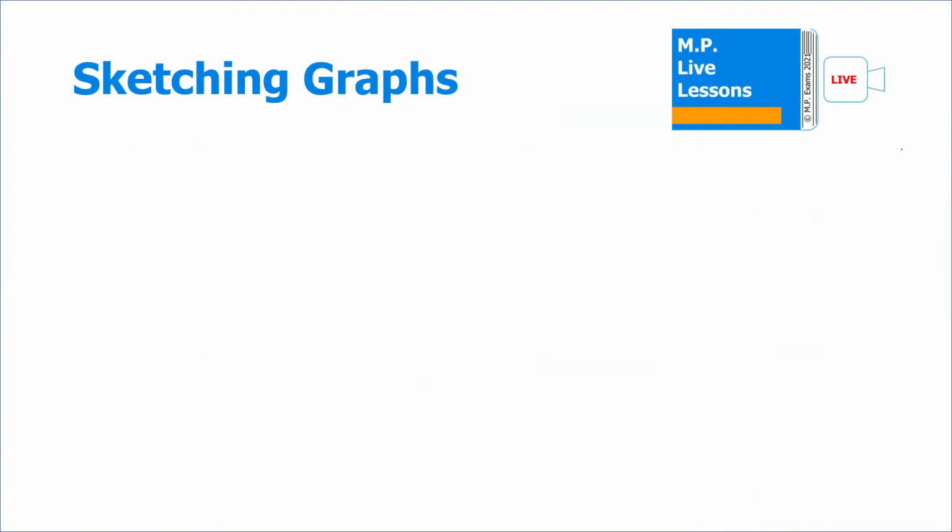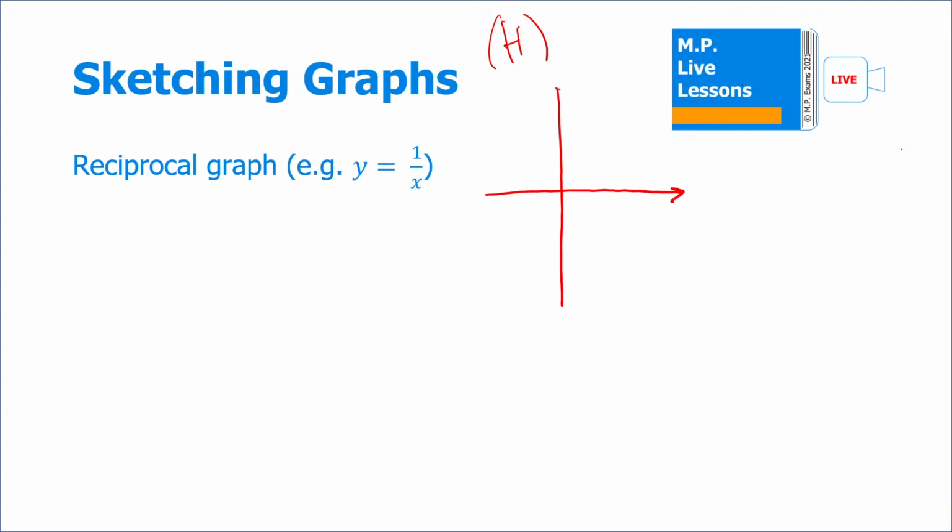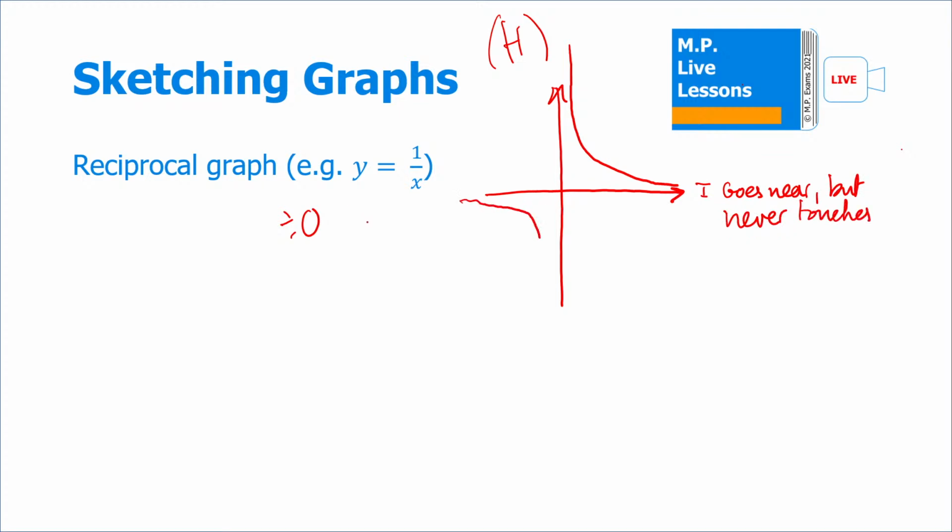When sketching graphs, this is for higher tier. You'll need to know about the reciprocal graph. And you should know by now that dividing by 0 doesn't work, so that's something you'd have to just leave. And what you get is a nice curved-like graph. It goes near the axis but never touches. And it almost goes the same in here.